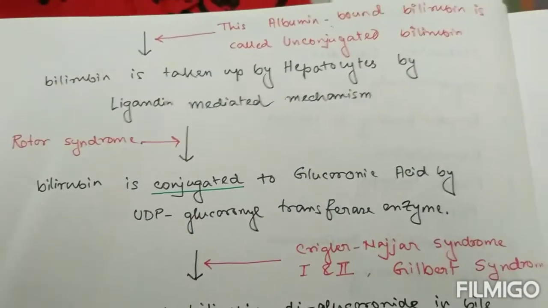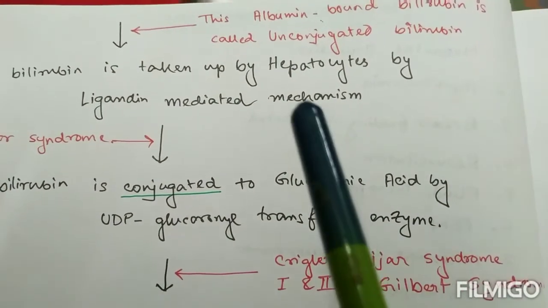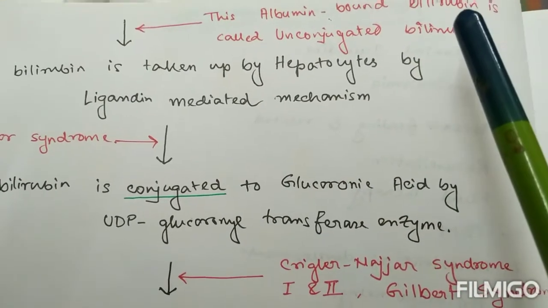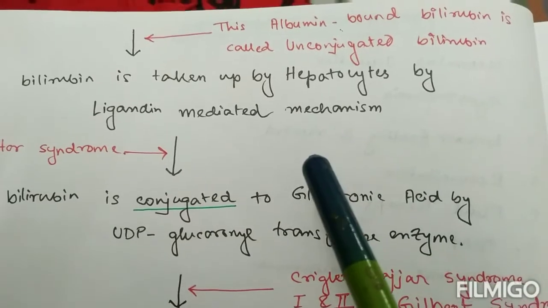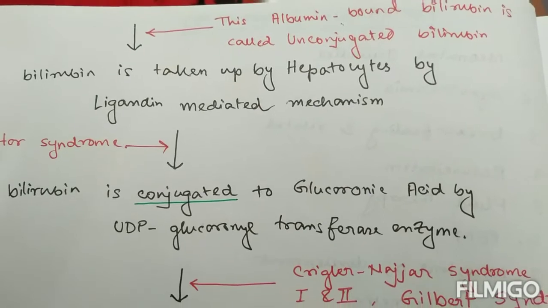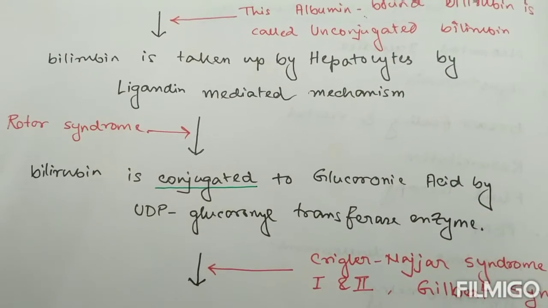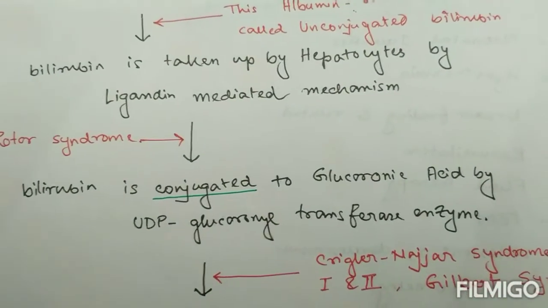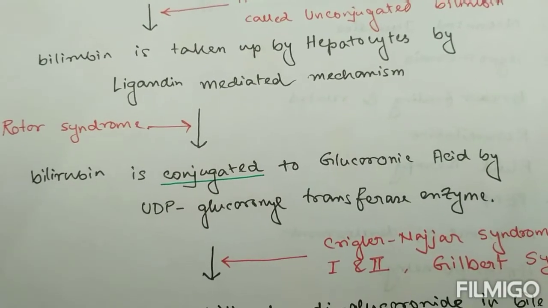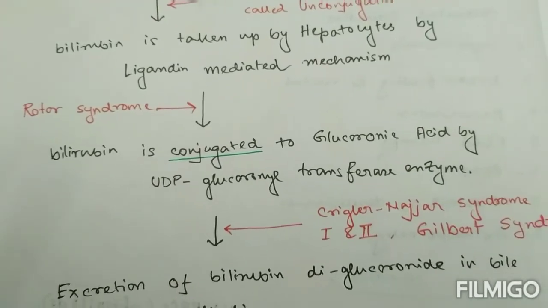Similarly, in hemolytic jaundice or prehepatic jaundice, the unconjugated bilirubin will be much higher than conjugated bilirubin because the liver cannot handle more amount of bilirubin. So there will be unconjugated hyperbilirubinemia. This topic of jaundice is already discussed in a previous video, so please go and have a look. And this is all about bilirubin metabolism.